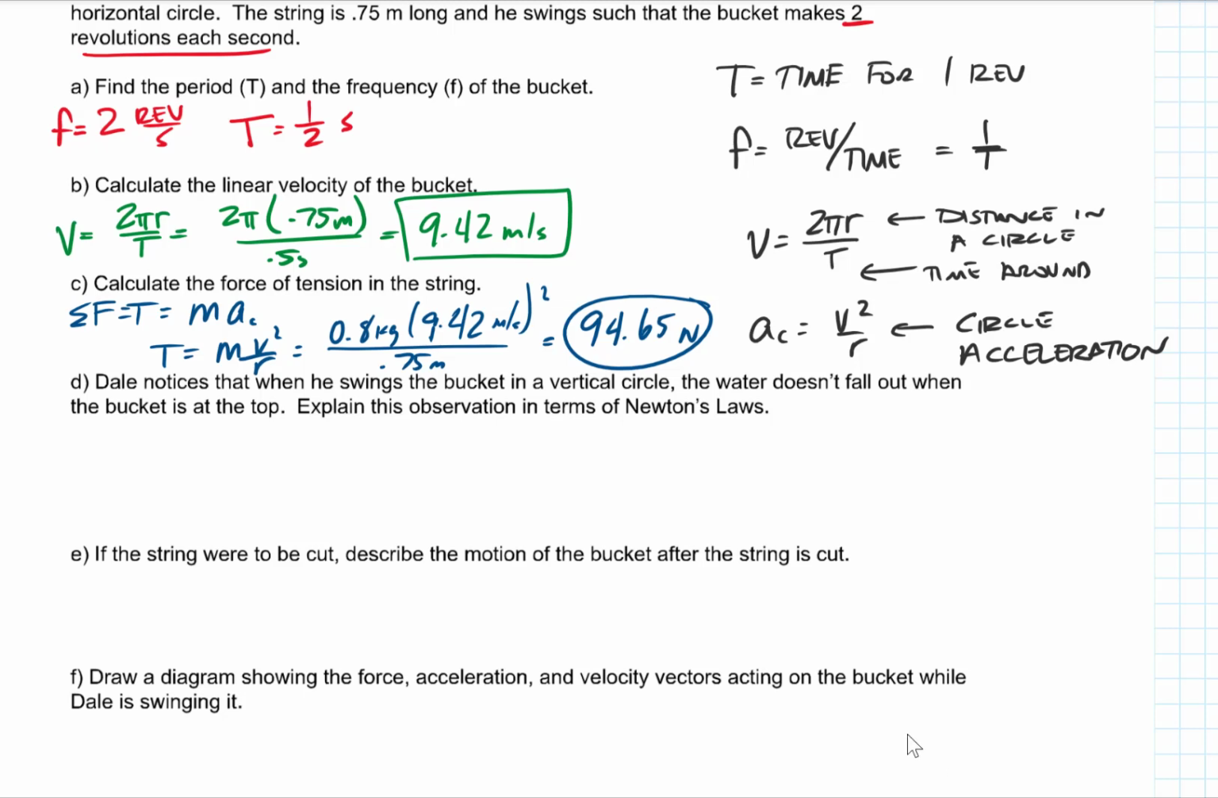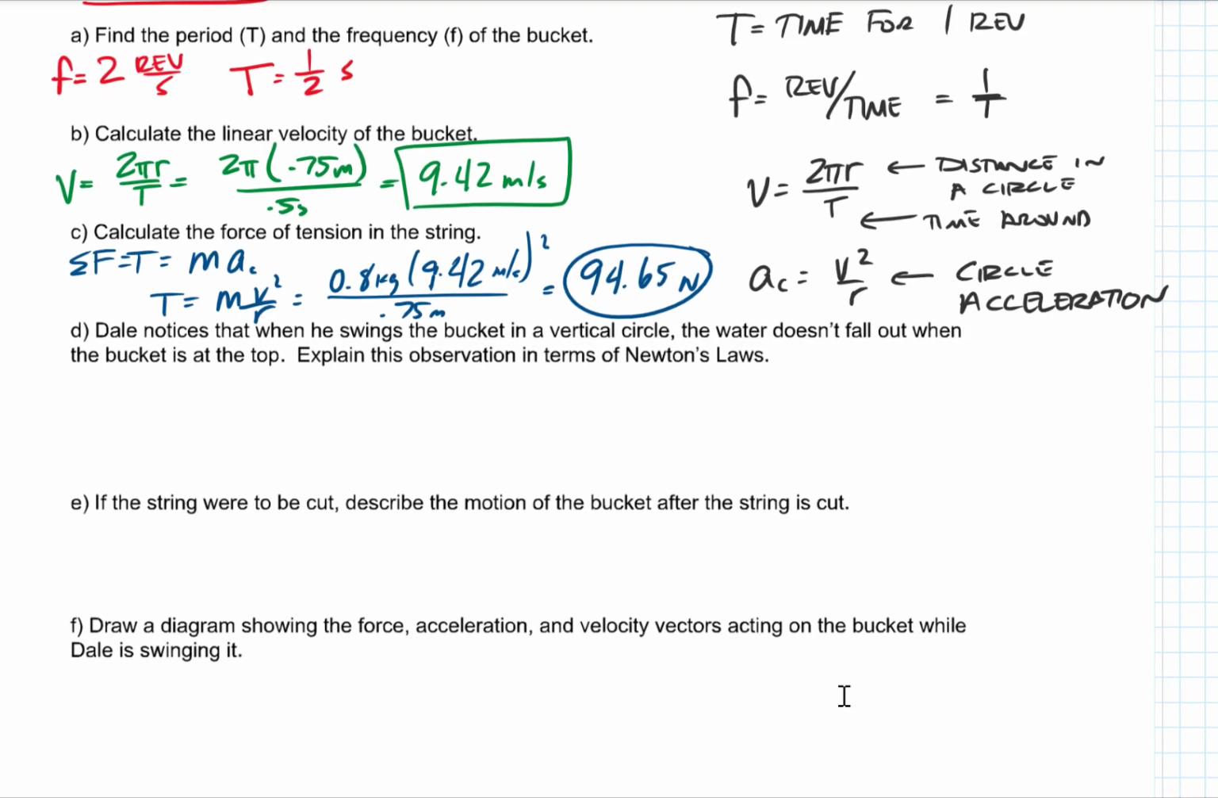Part D, Dale notices that when he swings the bucket in a vertical circle, the water doesn't fall out when the bucket's at the top. So with this, the water at the top is moving horizontally. It's moving sideways, not down. It's moving sideways because objects want to move in a straight line unless a force acts on them. And the velocity at the top is pointing sideways, so the object is moving sideways.